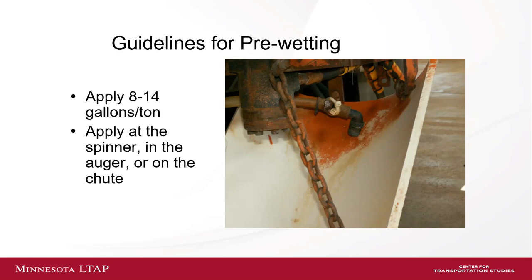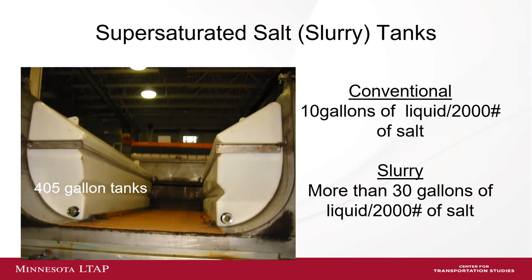And it can be applied in different locations. You can have that liquid coming off onto the spinner, or it could be going into the auger itself. Or in this case, there's a little tube running here, and it's actually putting the liquid onto the chute. So there are a number of different ways you can do it, but you're still getting that salt wet and jump-starting that melting action. So again, the conventional method usually is about 10 gallons per ton.